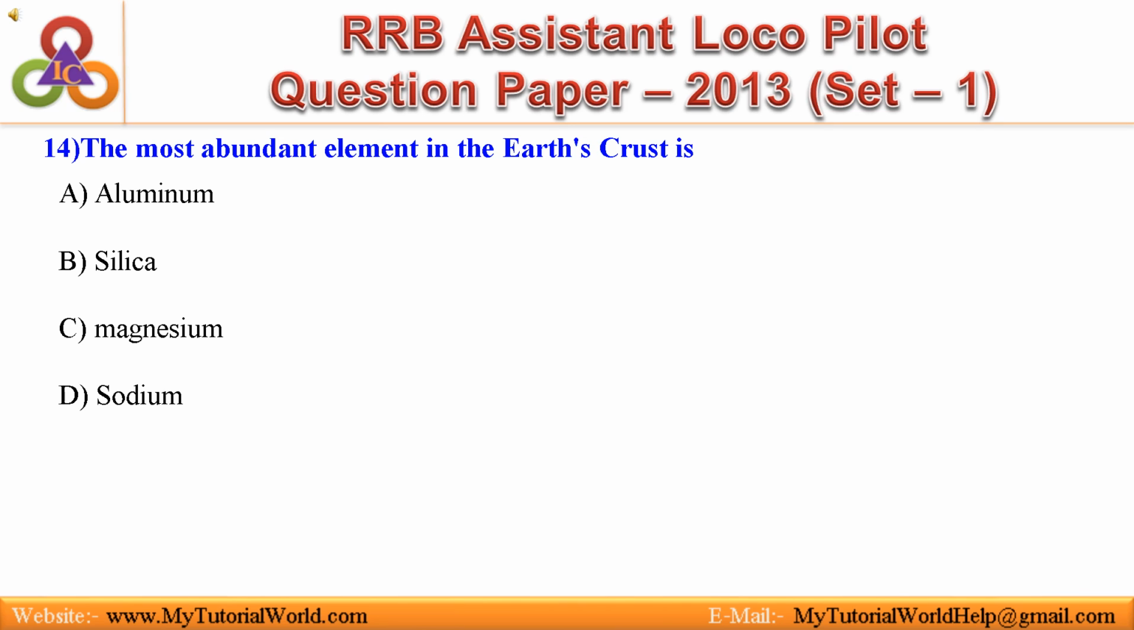14. The most abundant element in the Earth's crust is A. Aluminum. B. Silica. C. Magnesium. D. Sodium. Answer is aluminum.